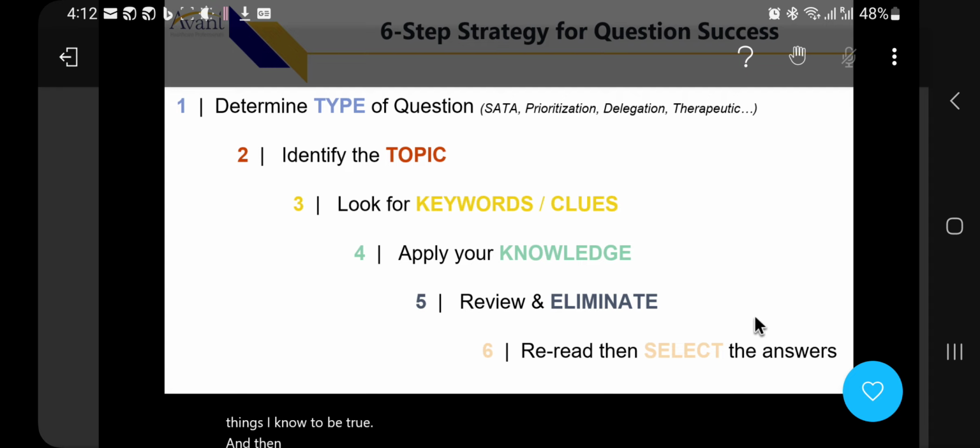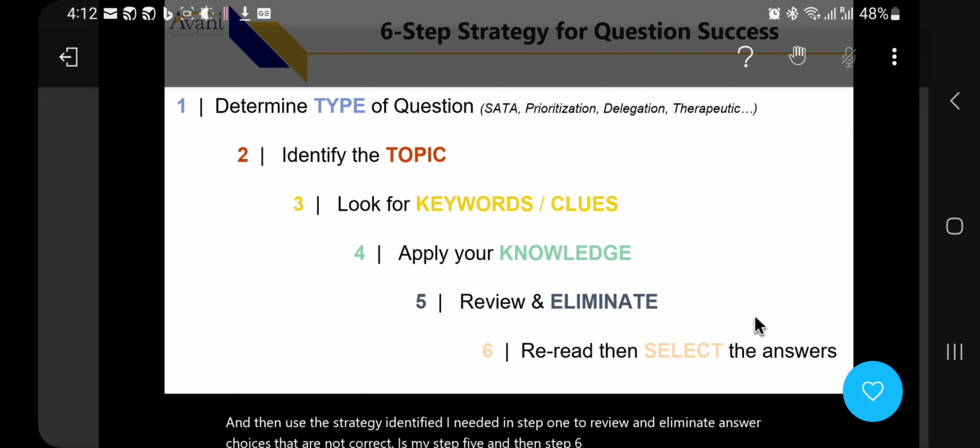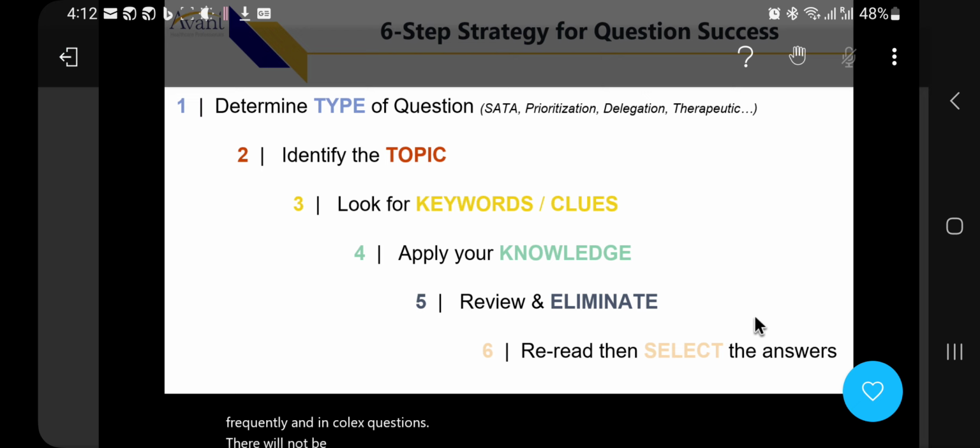And then use the strategy identified in step 1 to review and eliminate answer choices that are not correct is my step 5. And then step 6, I'm going to reread the question and the answer choices that remain and choose the best one. Remember, frequently in NCLEX questions, there will not be just one correct answer.